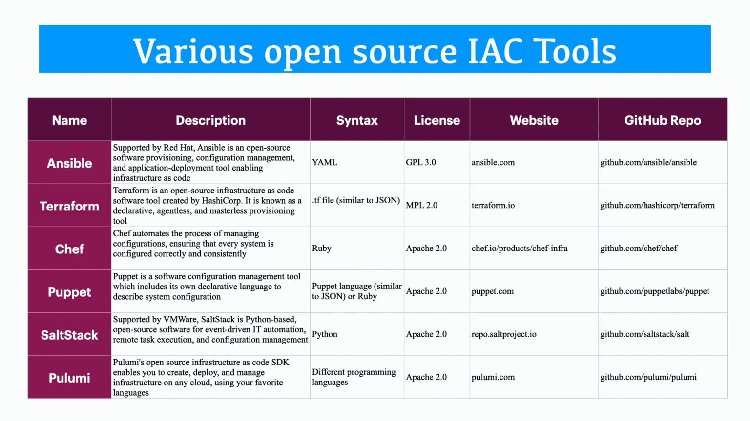Second one on our list is Terraform. Terraform is an open source infrastructure as code software tool created by HashiCorp. It is known as a declarative, agentless, and masterless provisioning tool.